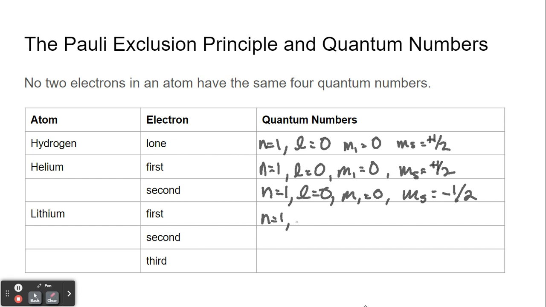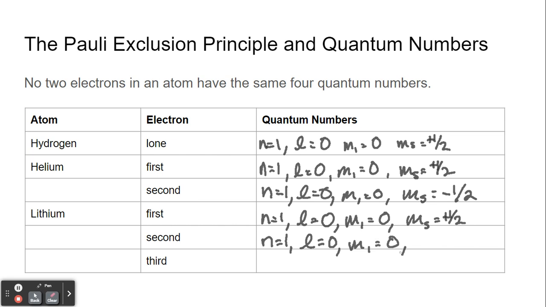That first electron would need to be in the lowest possible energy configuration. So n equals 1, l equals 0, m_l equals 0, and m_s equals positive one half. The second electron would need to be in the second possible lowest energy state. So n equals 1, l equals 0, m_l equals 0, and m_s equals negative one half.